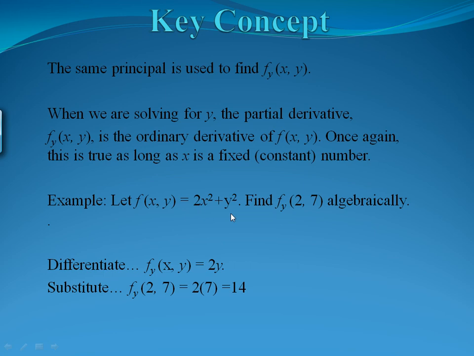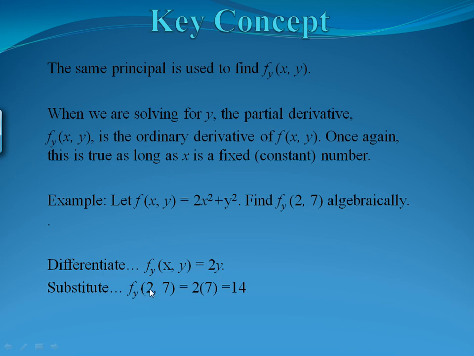Again, we're going to look term by term, and remember that since y is our variable, x is treated as a constant. So the first term, 2x squared, there are no y's in there, so this entire term is regarded as a constant. The derivative of a constant is 0. The second term, y squared, y is our variable, the derivative of y squared is 2y. So our first partial derivative with respect to y is 2y.